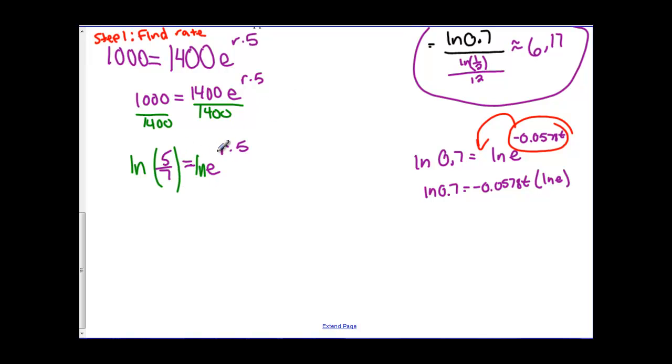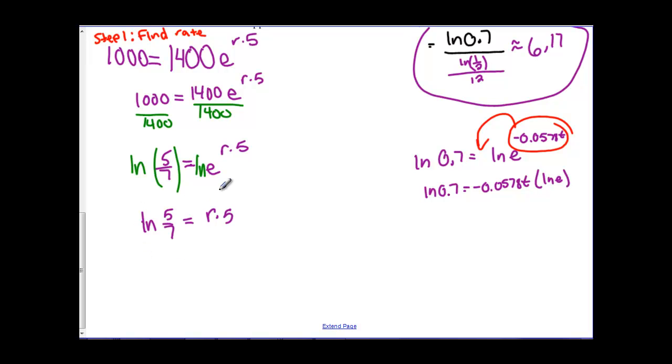So this natural log of e is the same thing as 1. We can pull this exponent down, which is the reason it'll be the same thing as 1. So we have natural log of 5/7 equals r times 5, or 5r. 5r is nicer. I'm just switching the order to try to confuse you less. And then times natural log of e, but we don't need that because natural log of e is just 1.